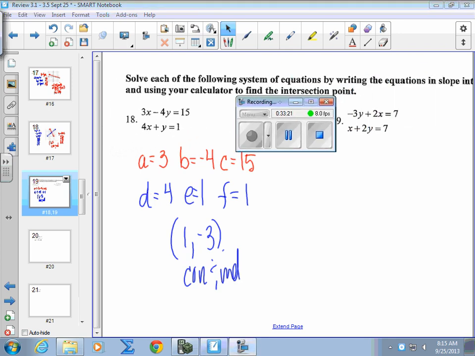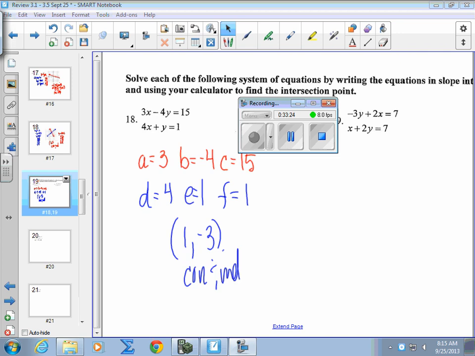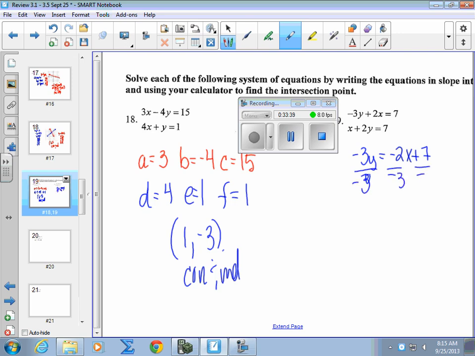Number 19, we're going to put this in our calculator in a different fashion. So the first thing we're going to do is subtract 2x from both sides of the equation, and we're going to divide by negative 3 because it has to be in the form of y is equal to mx plus b to put it in your calculator. So we get one equation that looks like that, and then the second equation we have 2y is equal to negative x plus 7, so y is equal to negative 1/2 x plus 7/2.